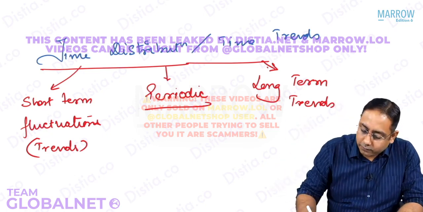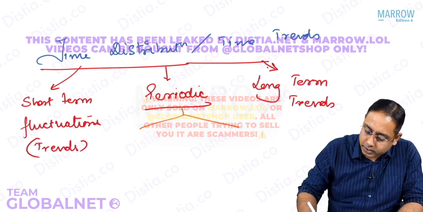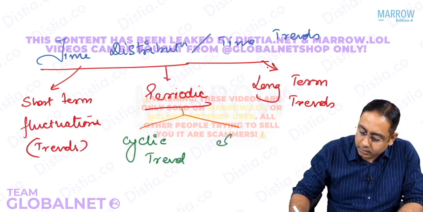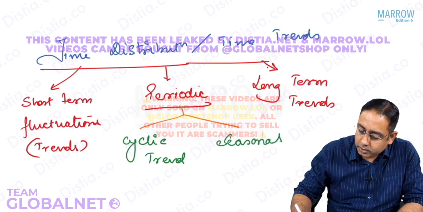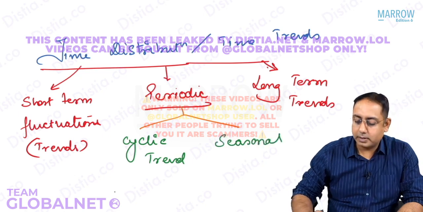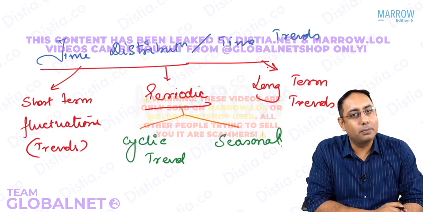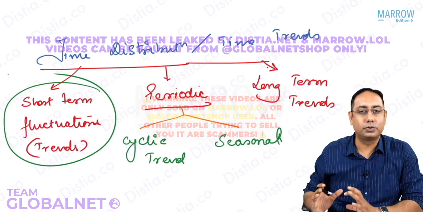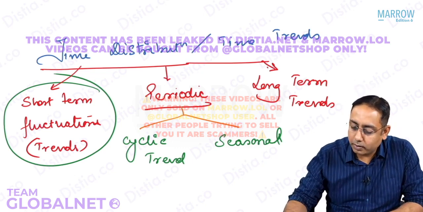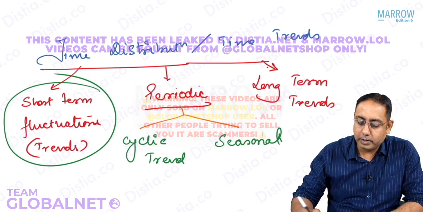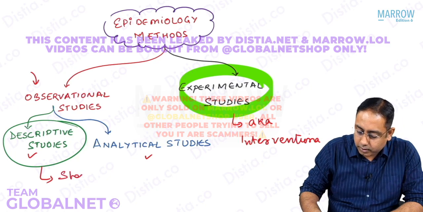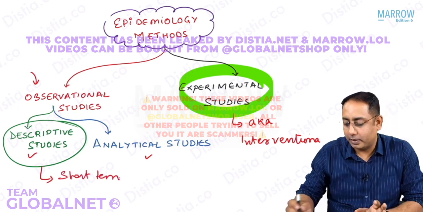The periodic trends are further sub-classified into, you need to study what you mean by a cyclic trend. Very small, subtle, small difference. Cyclic trend, and what you mean by a seasonal trend. So what are the cyclic trends and what are the seasonal trends? These are types of the periodic fluctuations. Let us have a first word about the short-term fluctuations. So where are you right now? You are going to study the epidemiological methods and descriptive studies. We are going to study about the short-term fluctuations, that is the time trends.